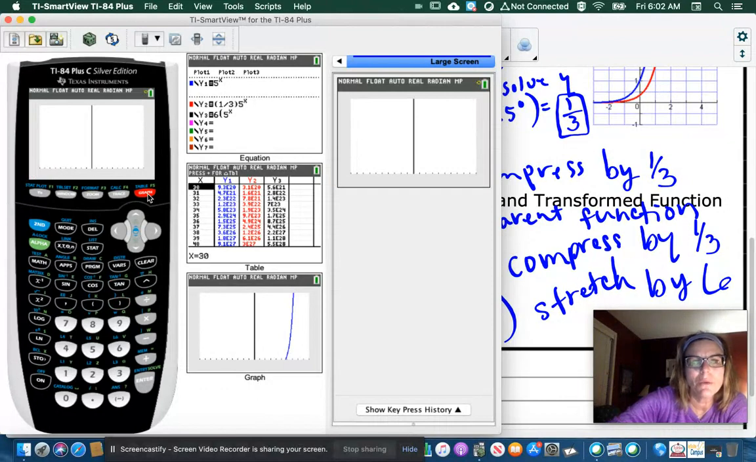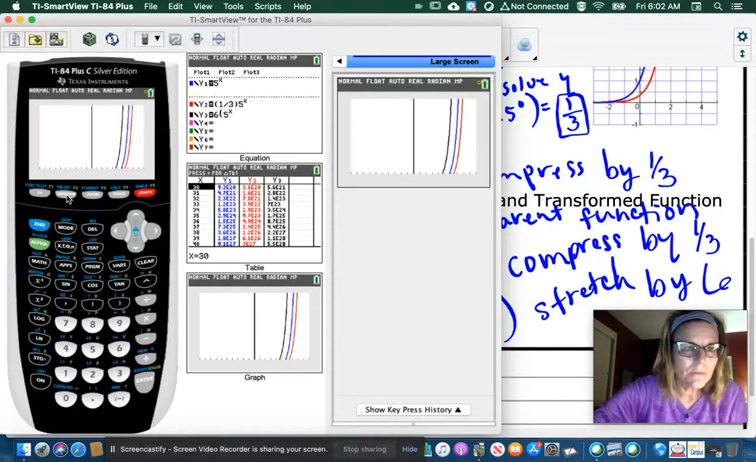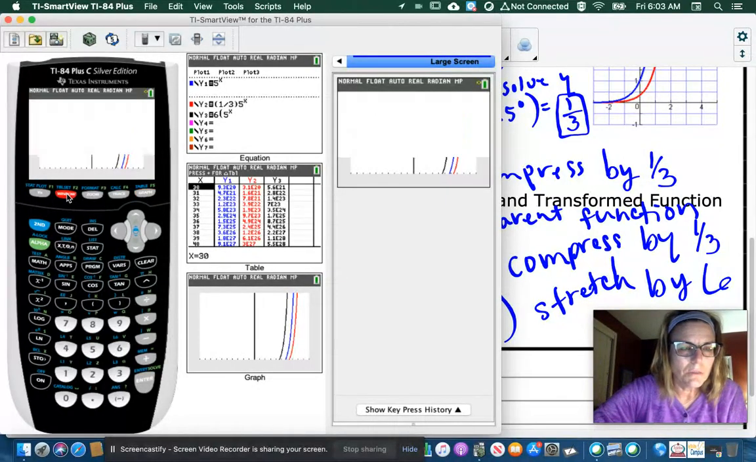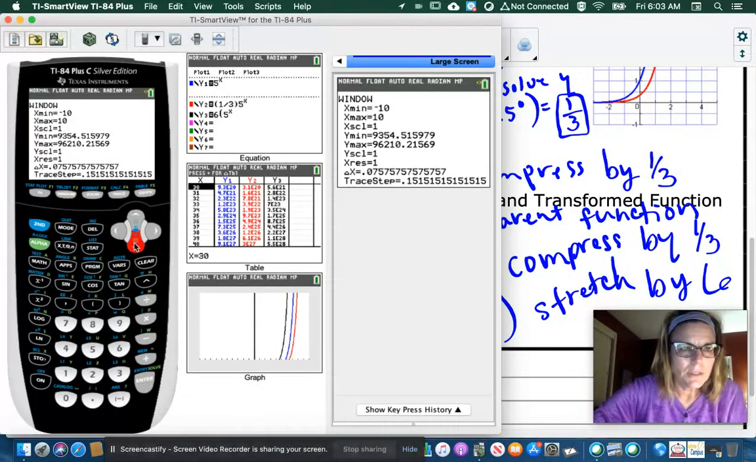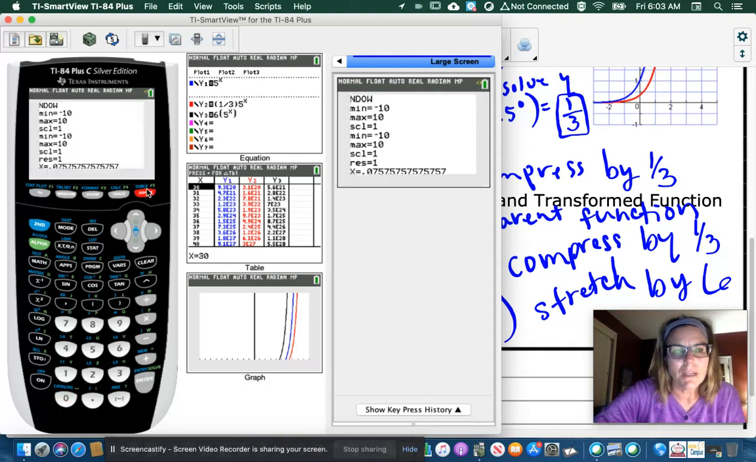I'm probably going to have to change my window, so just be patient with me here. Okay, this is twirling. I should have changed my window ahead of time. Okay, I am going to go to my window just so we can see this better. Just the basic window where your x min is -10, your x max is 10, your y min is -10, and your y max is 10. And I'm going to hit graph.